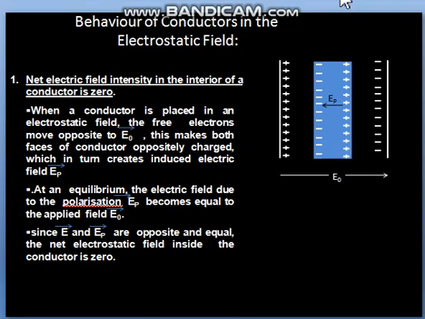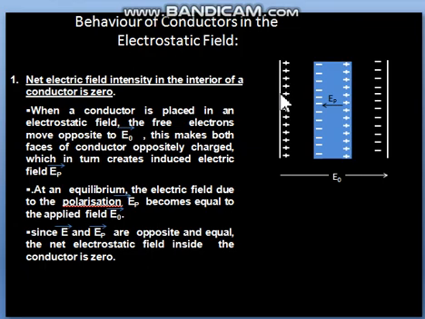Okay students, in this sheet now we are going to understand some properties or behavior of a conductor when it is placed in an external electric field. So first of all, property number one says that the net electric field intensity in the interior of the conductor is 0. So we have to find out the net electric field inside the conductor. Let us see this diagram.